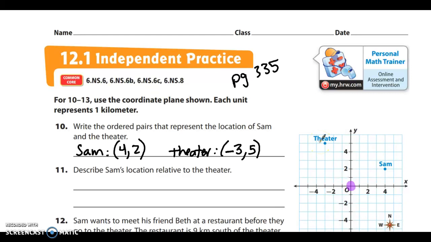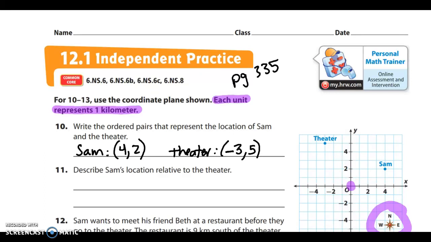All right, so number 11 reads, describe Sam's location relative to the theater. One thing we need to recognize is that each unit represents a kilometer. So each space I move, I'm going a kilometer. And we also need to know the compass rose right here. I realize that goes off the video, but that's okay. Up would be north, to the right would be east, to the left would be west, and down would be south.